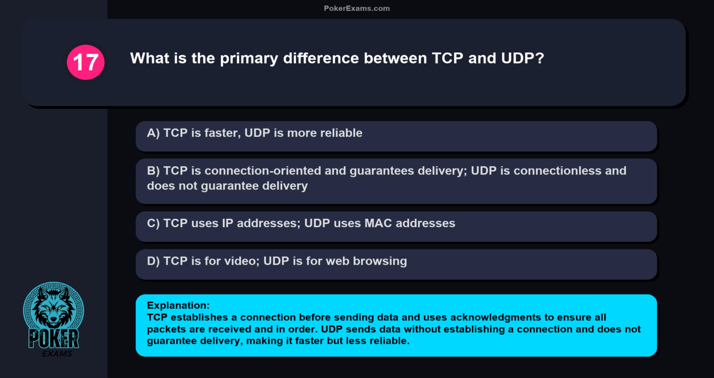TCP establishes a connection before sending data and uses acknowledgements to ensure all packets are received and in order. UDP sends data without establishing a connection and does not guarantee delivery, making it faster but less reliable.